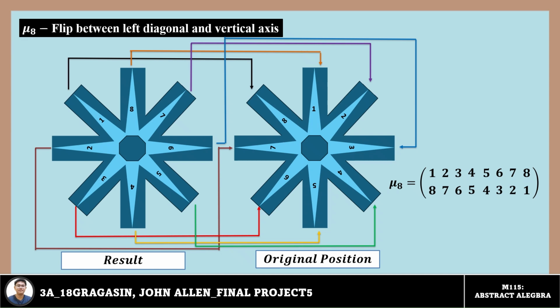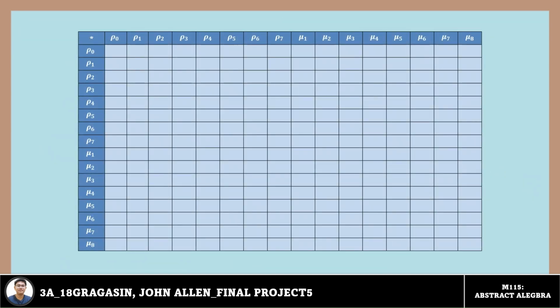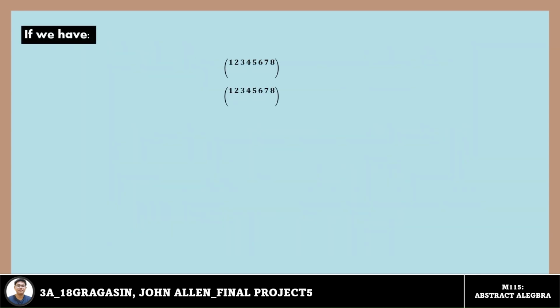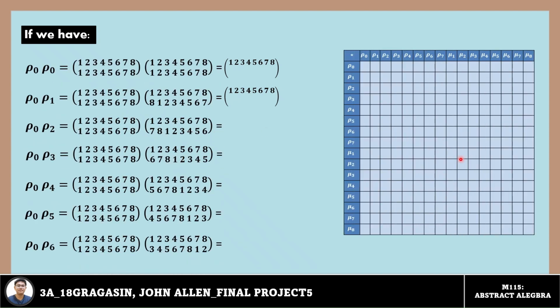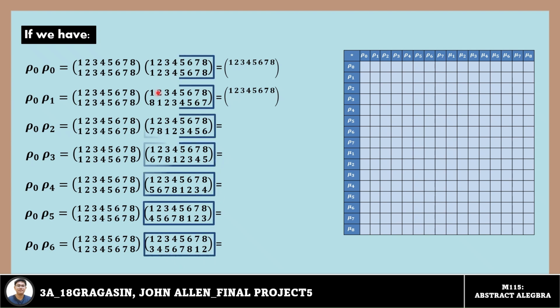Now, considering the movements in our elements, we need to fill in this table by operating each element. For example, we have here rho sub 0 multiplied by rho sub 0 and so on. Next, to operate these elements, we need to basically consider this table. So by operating, we need to first consider these elements on the left side.